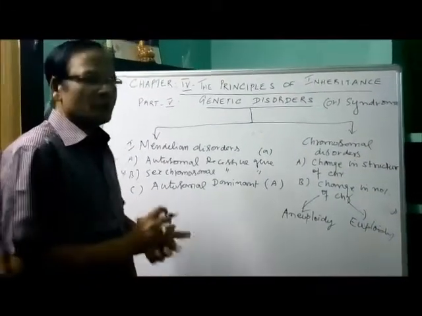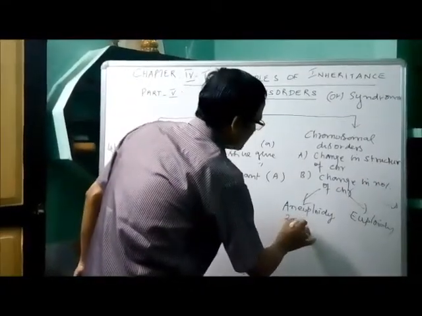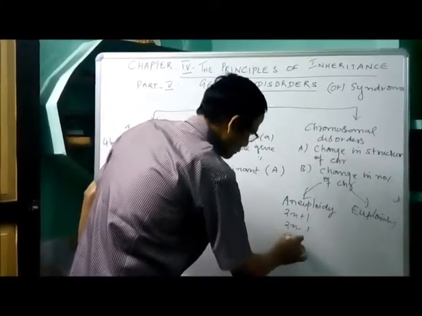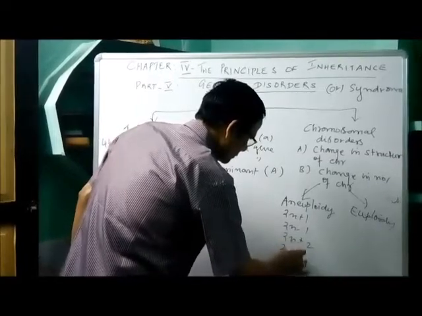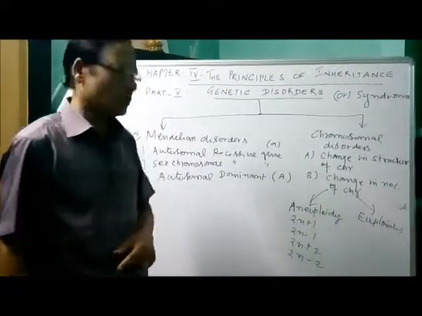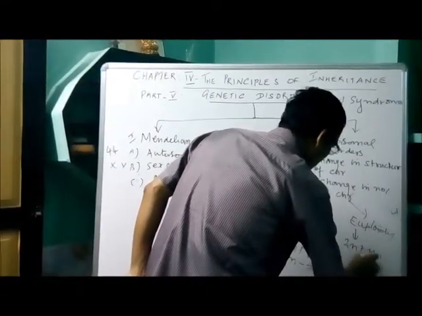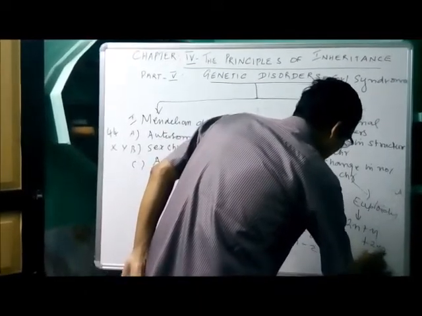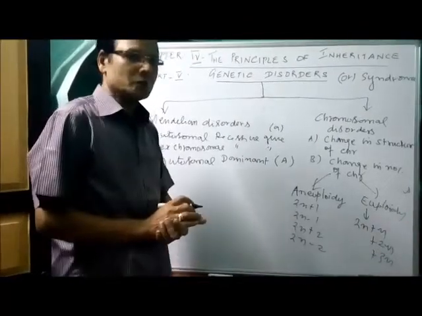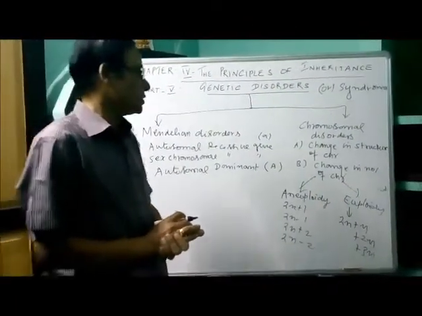Now, aneuploidy means addition or removal of individual chromosomes. For example, 2n plus 1, 2n minus 1, 2n plus 2, 2n minus 2. Addition or deletion of individual chromosomes. Polyploidy is the addition of an entire set of chromosomes. So, a change in the number of chromosomes, either aneuploidy or polyploidy, is also responsible for the development of disease.